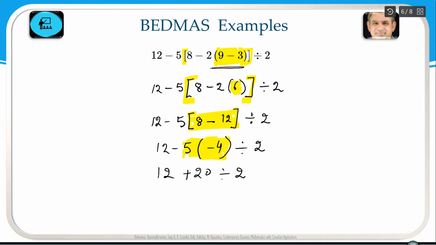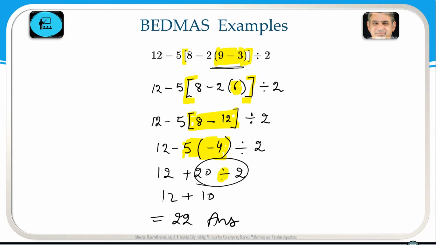So after this, according to BEDMAS rule, we have a division that we need to solve. So going forward, now we will do 12 plus 20 divided by 2, which gives us 10. So the final answer for this question is 12 plus 10, which is 22.